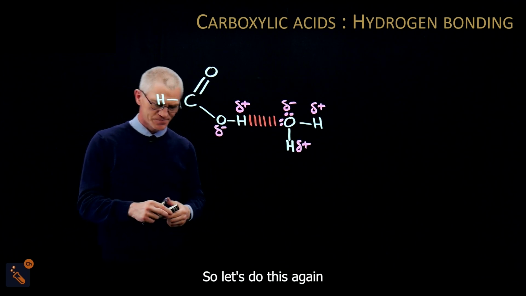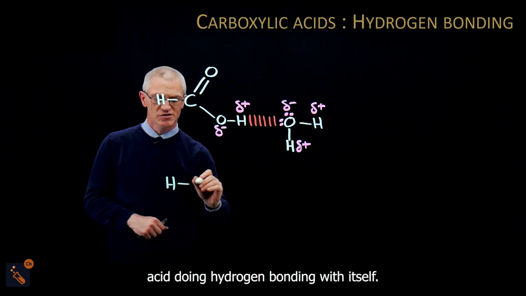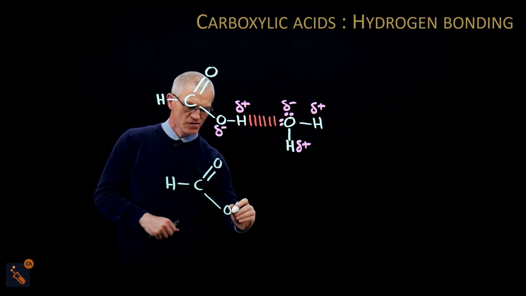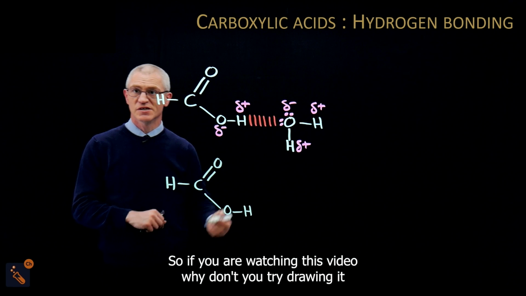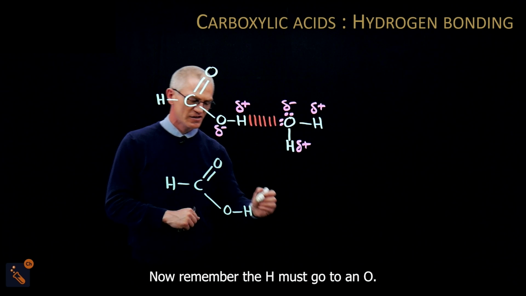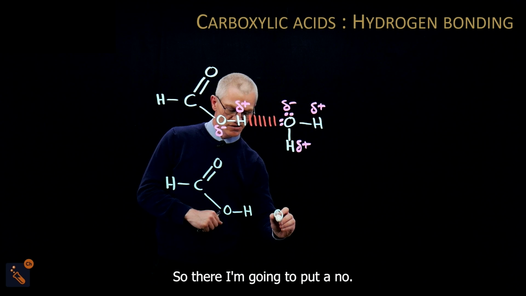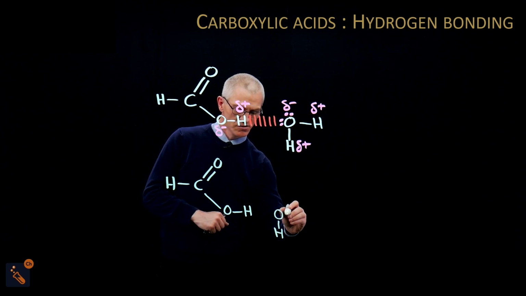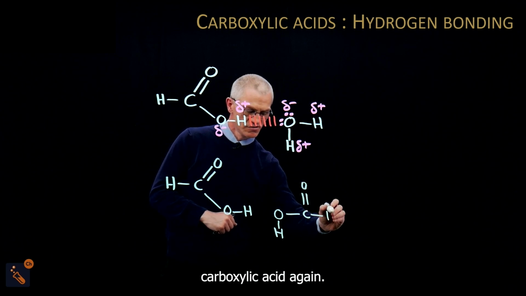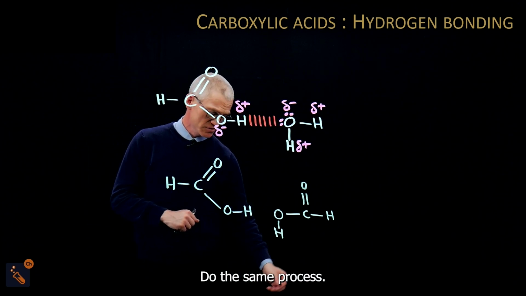So let's do this again, but this time in terms of the carboxylic acid doing hydrogen bonding with itself. If you are watching this video, why don't you try drawing it before I do and see if you can beat me in terms of time. Now remember, the H must go to an O. So there I'm going to put an O, and then I'm going to put the carboxylic acid again. There you go, drawing it like that.